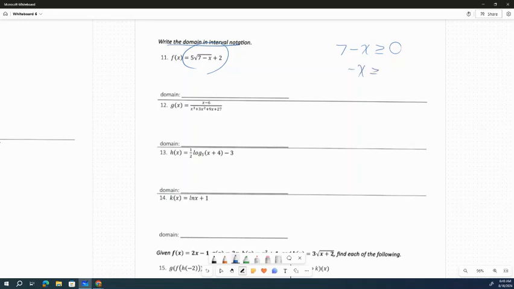I'm going to slide my 7 to the other side. And don't forget, when you divide by a negative, flip the inequality. So I end up getting negative infinity up to 7. And I can include the 7, so I can use brackets, because you can take the square root of 0.